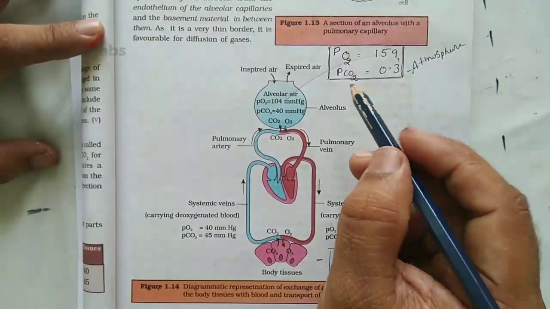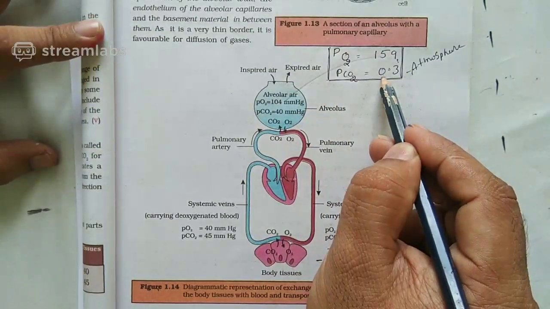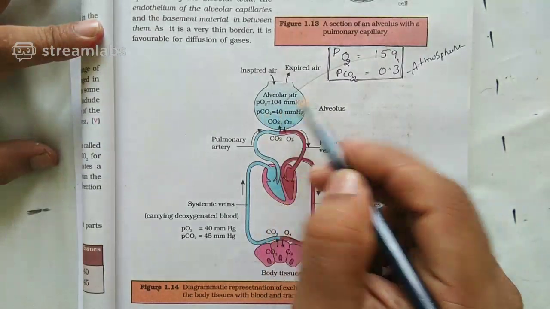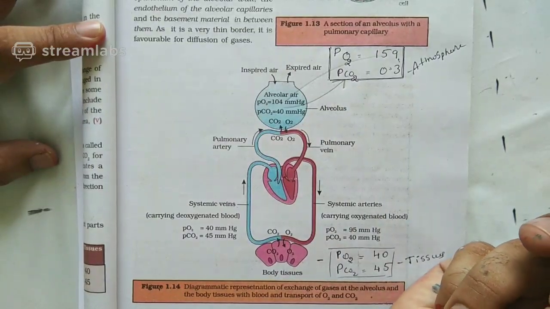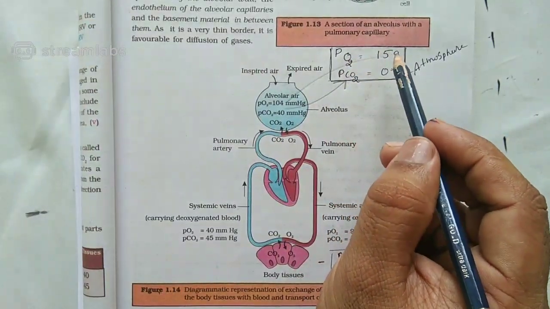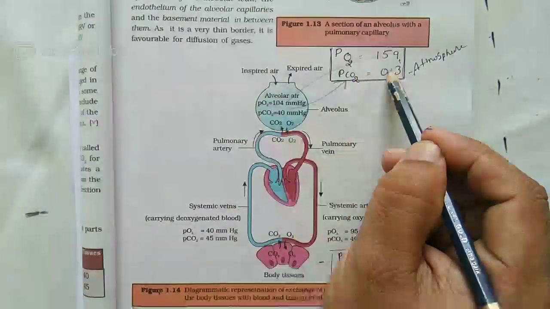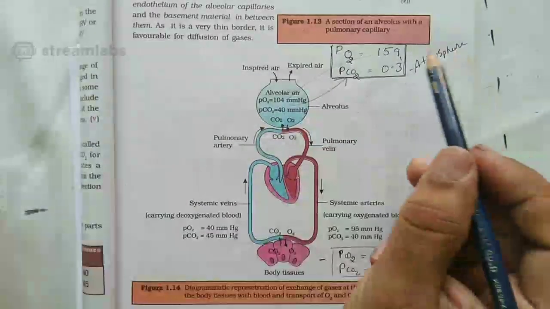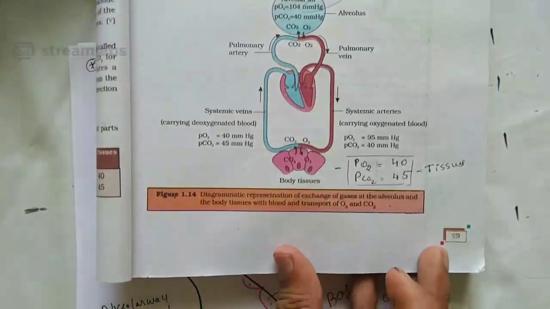Similarly, when you compare the carbon dioxide, 0.3 in the atmosphere and how much in the case of the alveoli? 40. 40 to 0.3. That's the second comparison. That means the air is coming from 159 to 104 and 40 to 0.3. One comparison is already over regarding the exchange between atmosphere and alveoli. Let us go to the next comparison.